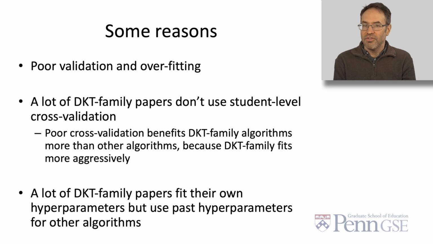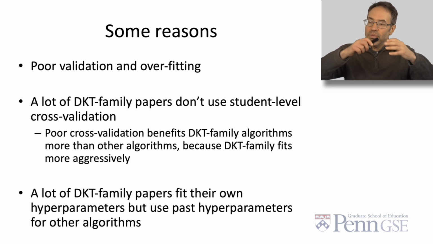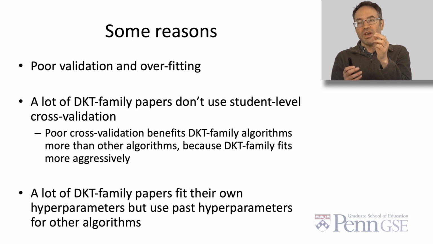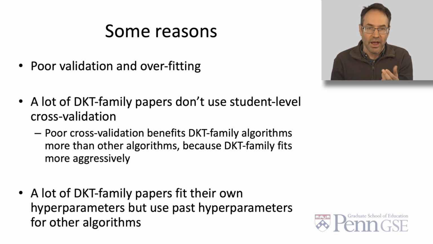A lot of DKT family papers don't use student-level cross-validation, which, my gosh, why didn't they watch Big Data in Education? Poor cross-validation benefits DKT family algorithms more than other algorithms because DKT family fits more aggressively. So, in other words, a lot of the gigantic improvements that we see in individual DKT papers are because the authors are literally using data from a student's future to predict their past.